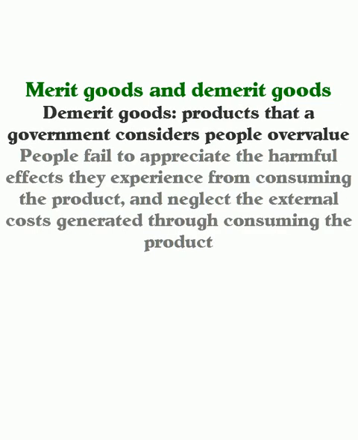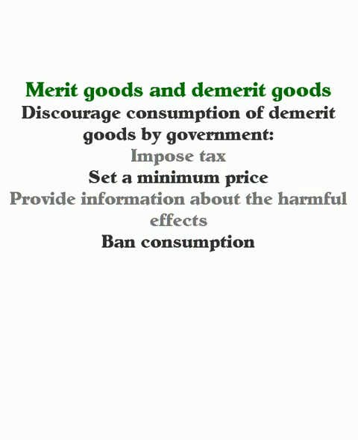Demerit goods, products that a government considers people overvalue. People fail to appreciate the harmful effects they experience from consuming the product, and neglect the external costs generated through consuming the product. Discourage consumption of demerit goods by government: impose tax, set a minimum price, provide information about the harmful effects, ban consumption.